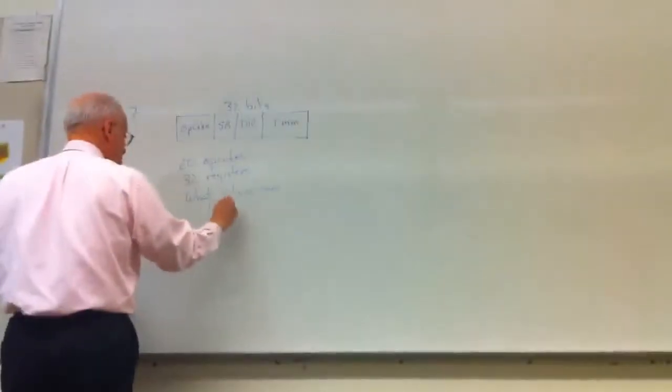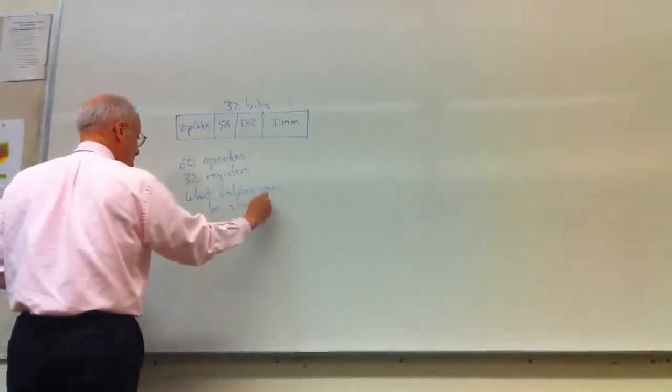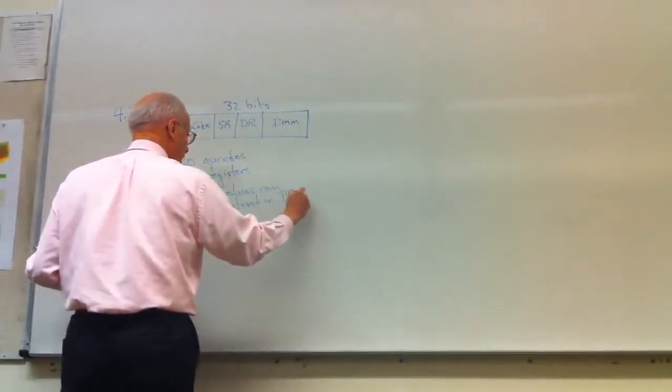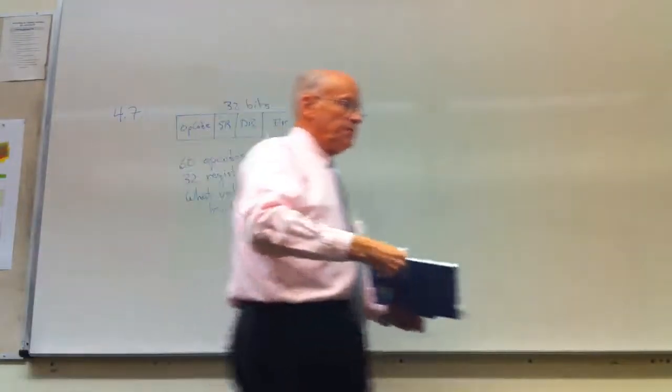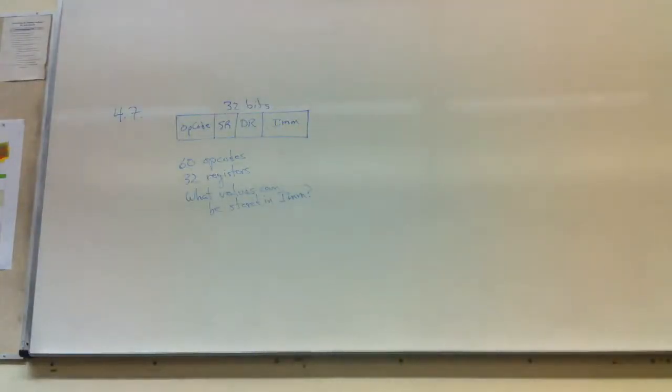and the question is what values can be stored in the immediate operand. The trick, of course, is to know how many bits you're going to have to use for each one of those fields. If I have to represent 60 different opcodes, how many bits do I need?